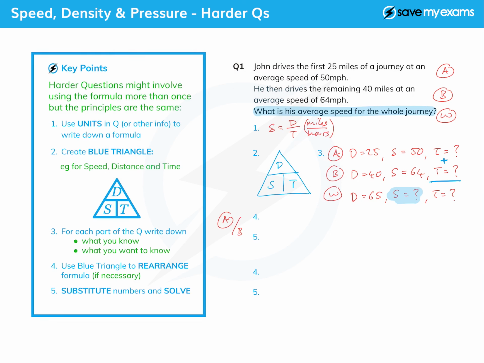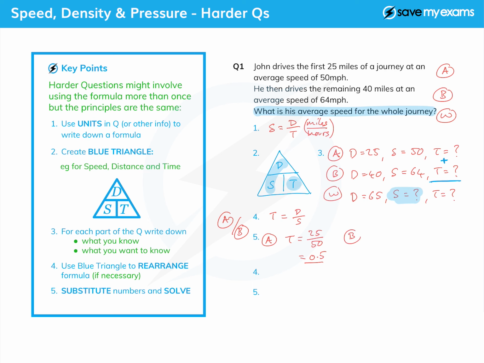So, working with A and B, let's use my blue triangle to rearrange the formula. We're trying to find the time, and so it very clearly, very easily says time is distance over speed. So let's write that down. Time is distance over speed. And for the first part of the journey, part A, the time is 25 over 50, which is 0.5, or if you like, half an hour.